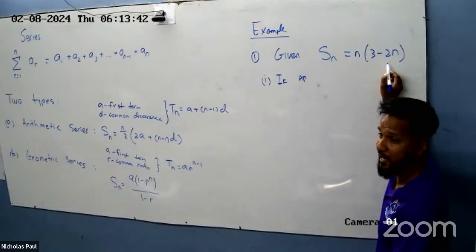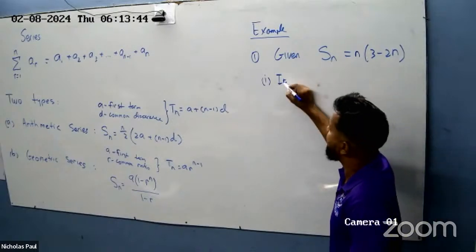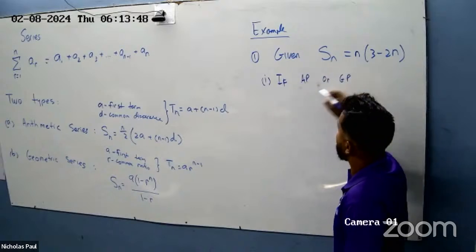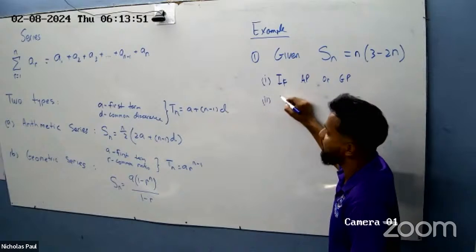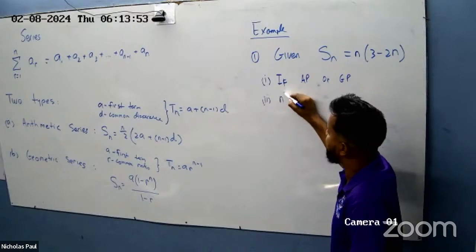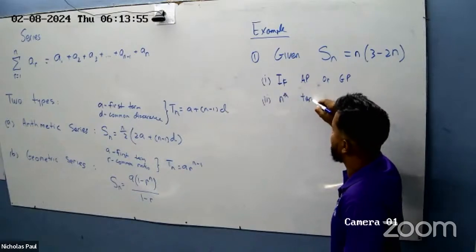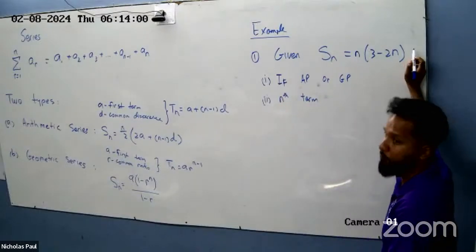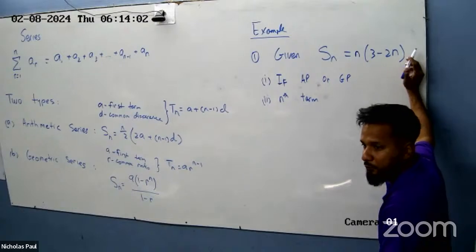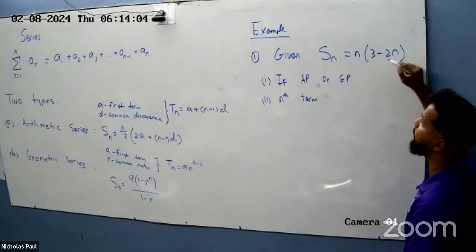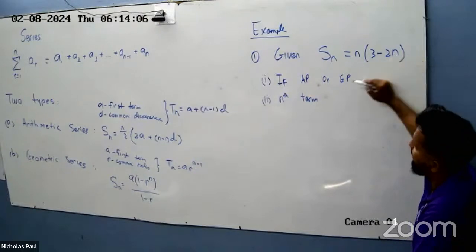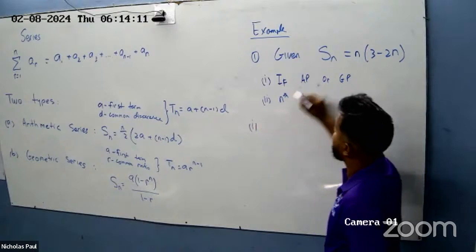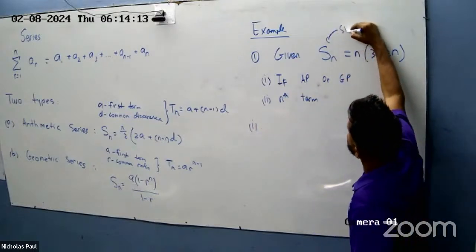I give you S to the n. You want to determine if it's an AP or GP. Second thing we have to determine is the nth term. This will be easy, right? What we have to do is figure out if it's an AP or GP. How are we doing that? How are we going to use this here to help us determine if it's an AP or GP? This is the sum of the n terms, right?